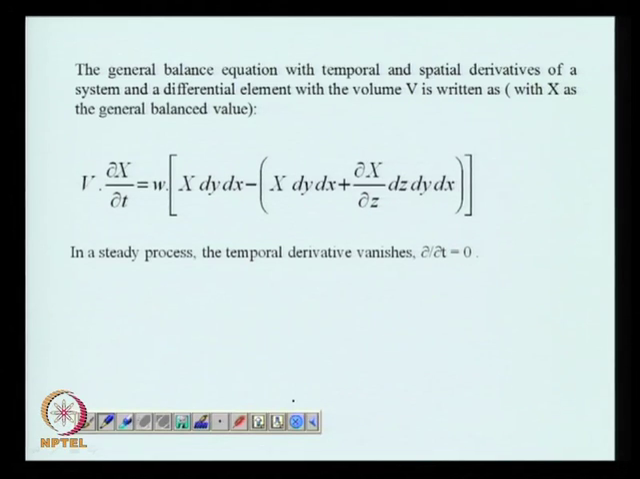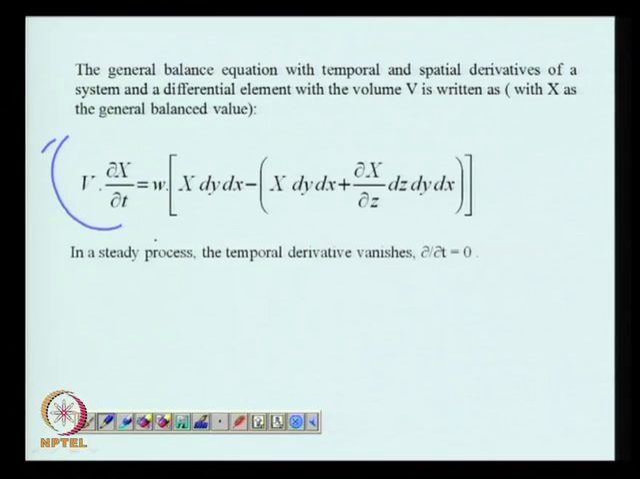So, whatever we have described so far, the general equation is the temporal and spatial derivative of a system within a differential element, which can be written in the following form, which is just the property, and the temporal variation and the spatial variation of that property is going to be equal to the temporal variation of the quantity itself.